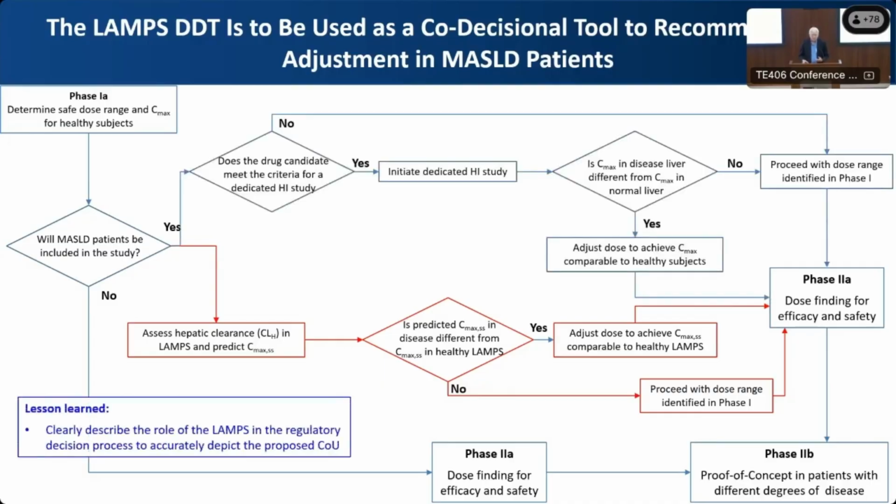So the lesson that we learned when putting the QP together here was to clearly describe what the role of the LAMPS would be in the regulatory decision process, and accurately depict it with respect to our proposed context of use.